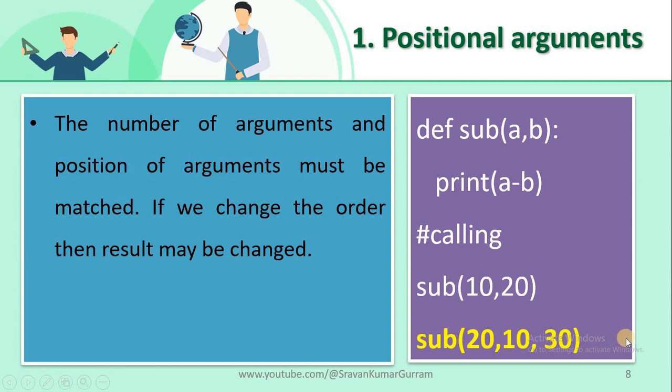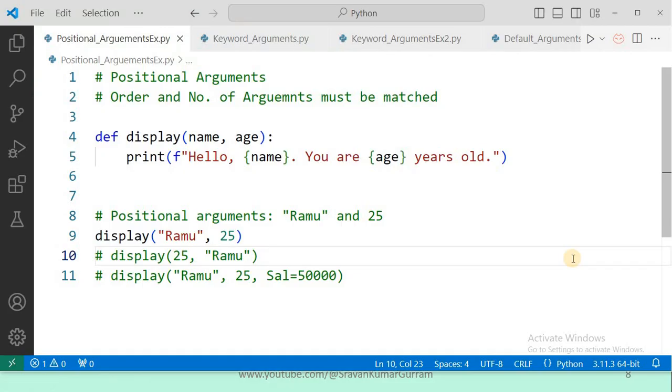Let me show it practically. See the code. Define display. My function name is display and we have 2 formal arguments, or 2 parameters, name and age. Within the body of this display function I want to print hello, followed by the name, and then the age, years old. Here I am using the f-string concept. We already covered the f-string concept. If you haven't watched that, go through the playlist.